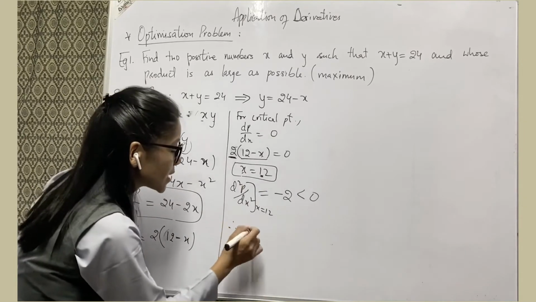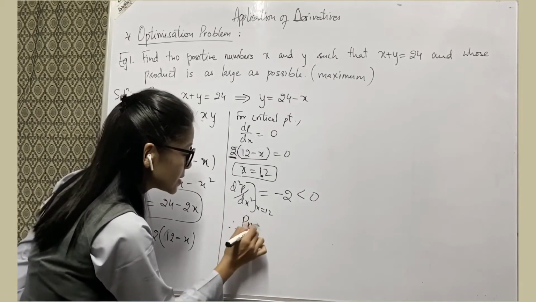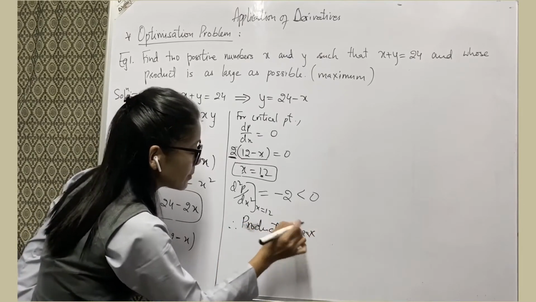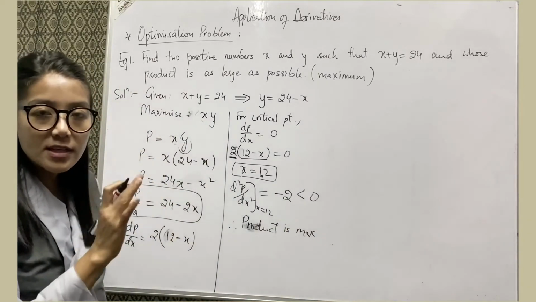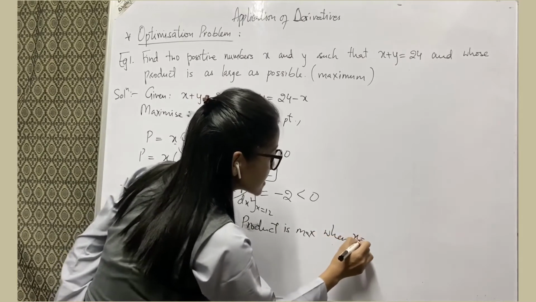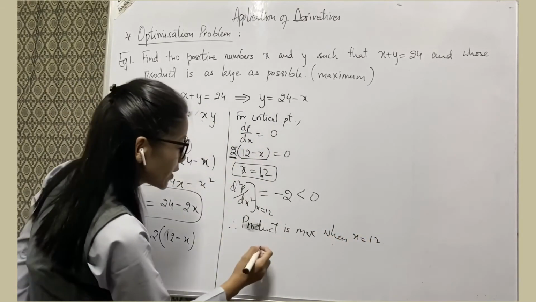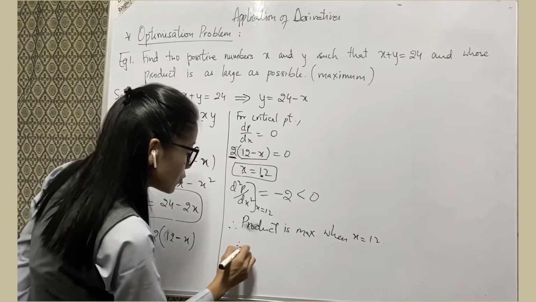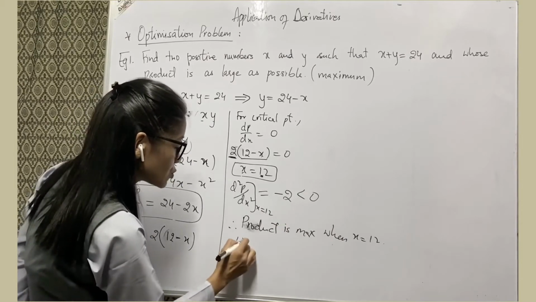So directly you will write, therefore, the product is maximum. Which means when the second order derivative is negative, then it is maximum. So therefore the product is maximum when x is equal to 12. Okay, so we have the product is maximum when x is equal to 12, right? So therefore when x is equal to 12, what do you have? Okay, so you can do this.